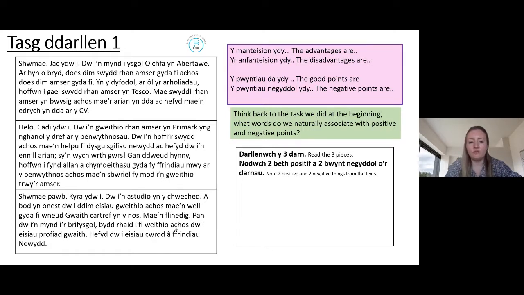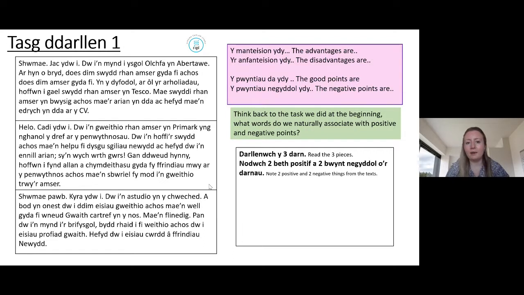Now, an important thing for you to realise here is you do not need to understand every single word at all. Okay, you're going to use your skimming and scanning skills here to try and figure out what are the positive points that these three people are saying and what are the negative points.